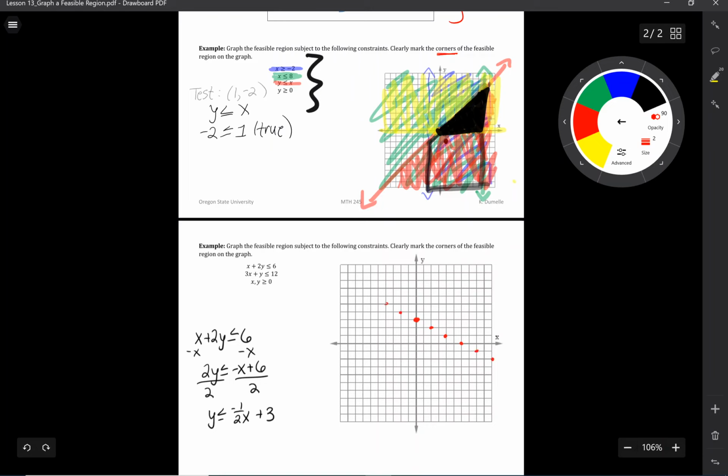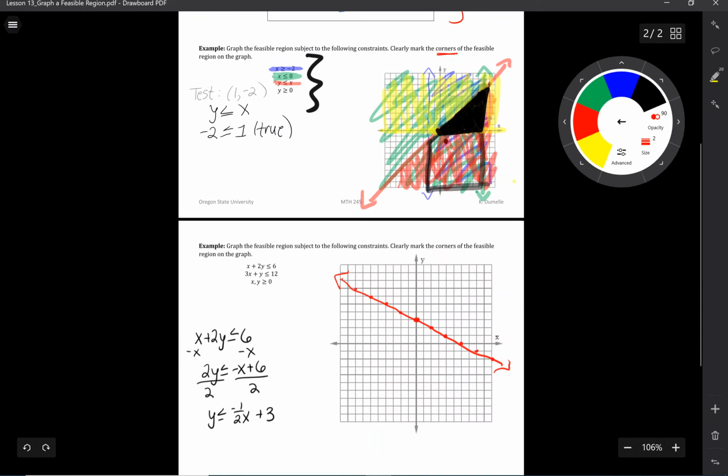So here is what the graph of this function looks like. It's solid since I can equal this line. And now I just need to test my region. Which one is it going to be?